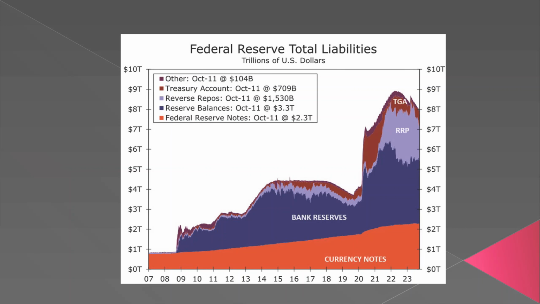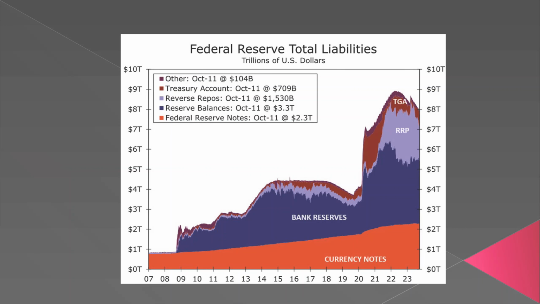The general account of the U.S. Treasury Department, or the TGA, has also bounced around over the past few years. The TGA was about $820 billion in May 2022, right before the onset of QT. Since then, it has moved down to about $700 billion today.